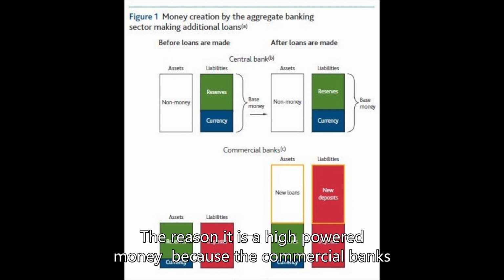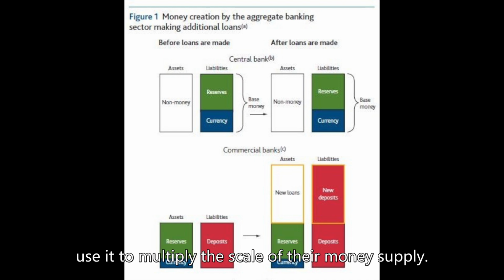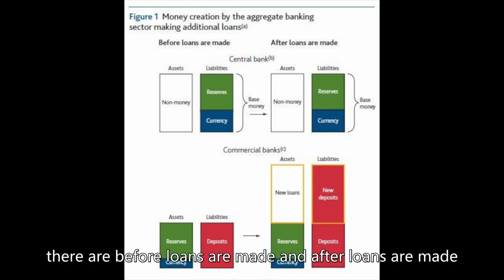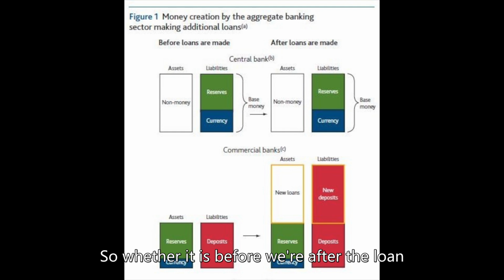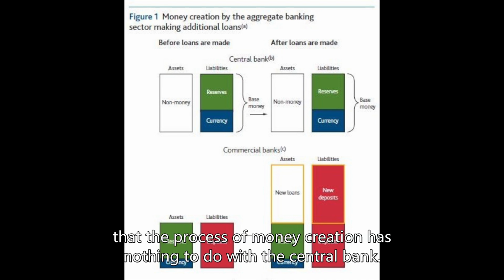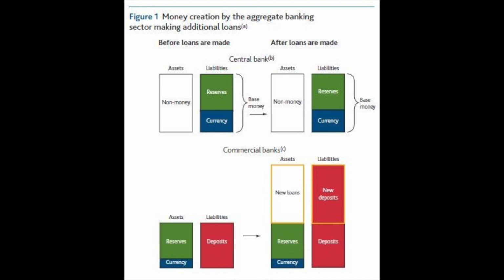The reason it is high-powered money is because the commercial banks use it to multiply the scale of their money supply. As you can see here, there are before loans are made and after loans are made. So whether it is before or after the loan, the central bank's balance sheet is unchanged. That means that the process of money creation has nothing to do with the central bank.